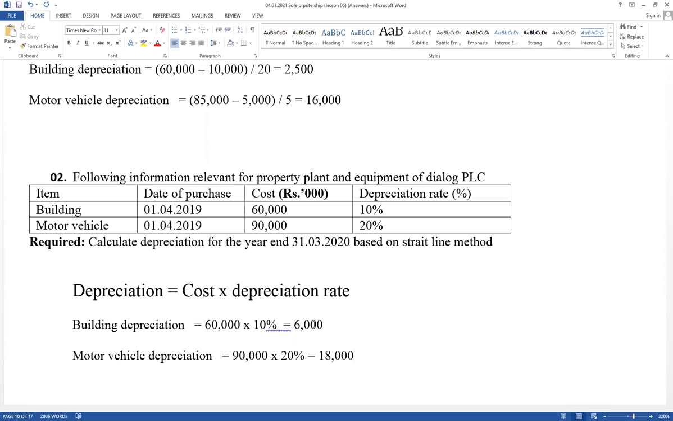Expense increase, asset decrease. Building value decreases.